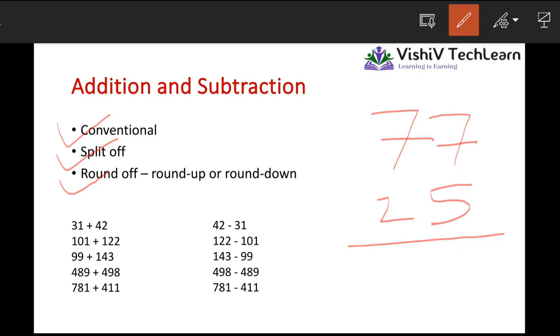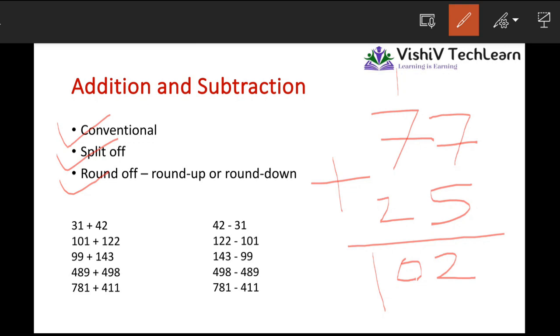Now when we are adding 77 and 25, this is how we write it. We write here the plus sign, and then we add the numbers which are there on the right side. So 7 plus 5, we get the answer 12. 2 we write here in this place, and 1 is for carry. So the next step is 1 plus 7 is 8, plus 2 is 10. So this gives the answer as 102. This is how the conventional method is.